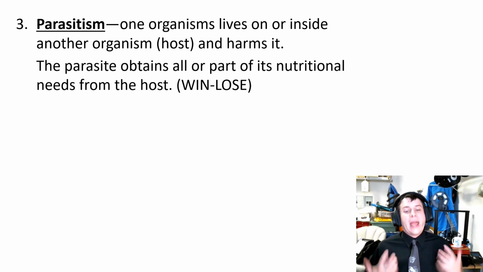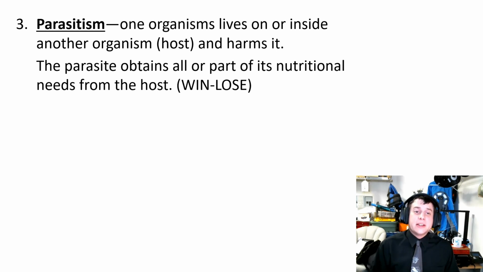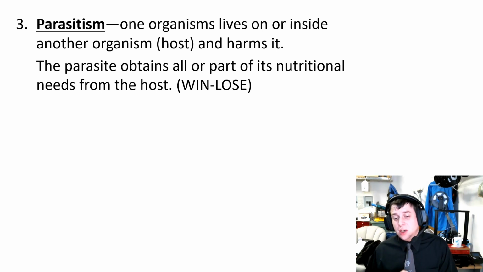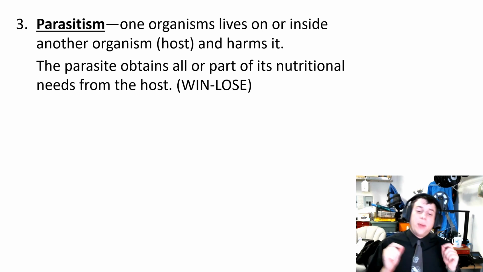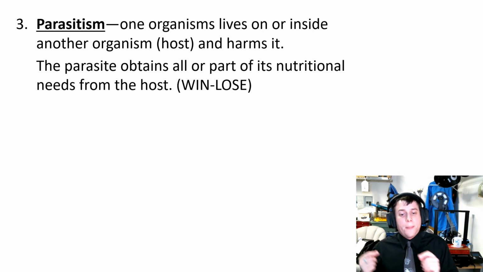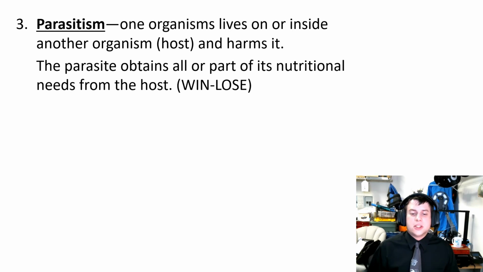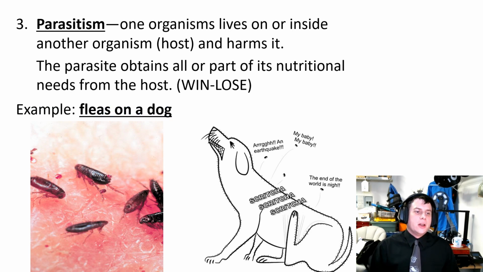Then you have parasitism. Now, parasitism is sometimes classified as a very specific type of predation, but it is a little different. So typically in predation, one organism is attacked, killed, and eaten. But in parasitism, the host is usually harmed and the parasite benefits, but the host doesn't usually die immediately from that. So the example of a parasite would be fleas on a dog.